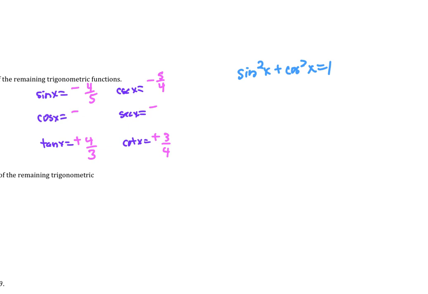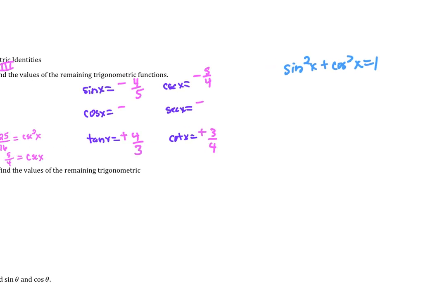Plus cosine squared x equals 1. Excellent. Okay, we can plug in what we know sine is equal to into this identity. We can do the math and we can figure out what our cosine is, which then means we can find our secant. So let's do that. So let's plug in our negative 4/5, and we square that, plus cosine squared x is equal to, I want to think about what I want to write my 1 as.